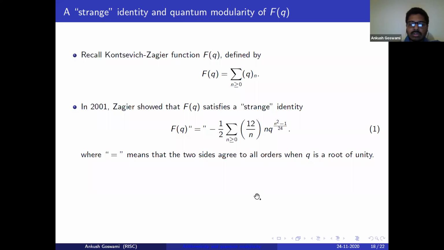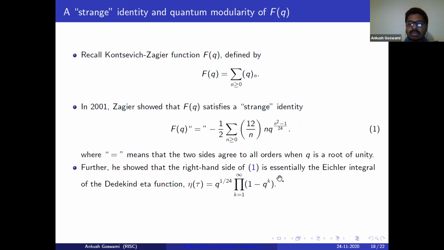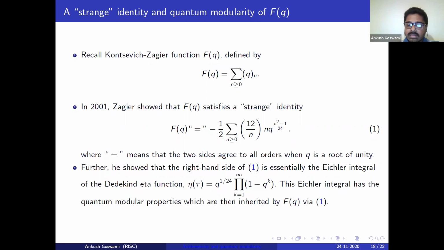Okay, so what Zagier did was he showed that the right hand side of (1) can be viewed as the Eichler integral of the Dedekind eta function, which is a modular form of weight 1/2, which is also a cusp form. And then he showed that this Eichler integral has quantum modular properties, which via (1) one can show that F(q) is also quantum modular. So this is the main idea behind showing the quantum modularity of F(q). He first showed that the right-hand side of (1) can be viewed as an Eichler integral of the Dedekind function, and this Eichler integral has quantum modular properties, and via (1), these quantum modular properties are transferred to F(q).